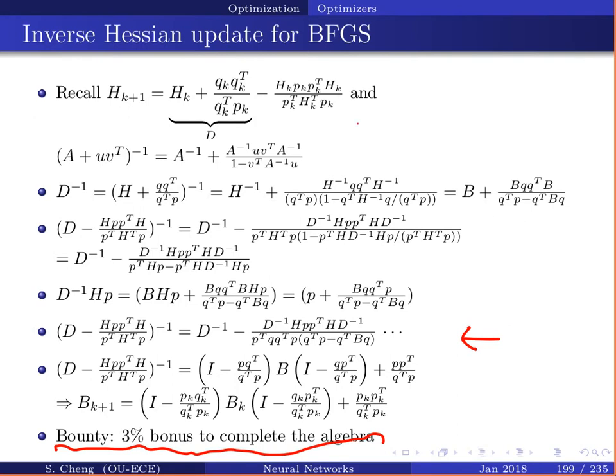But I'll trust the book and the notes by the other guy. Therefore, you will have the B inverse update, or the Hessian inverse update, as this guy here.